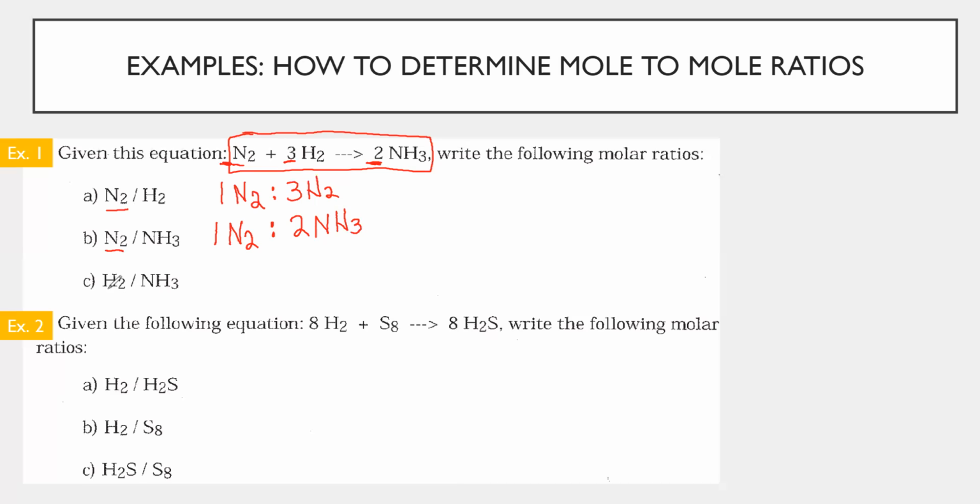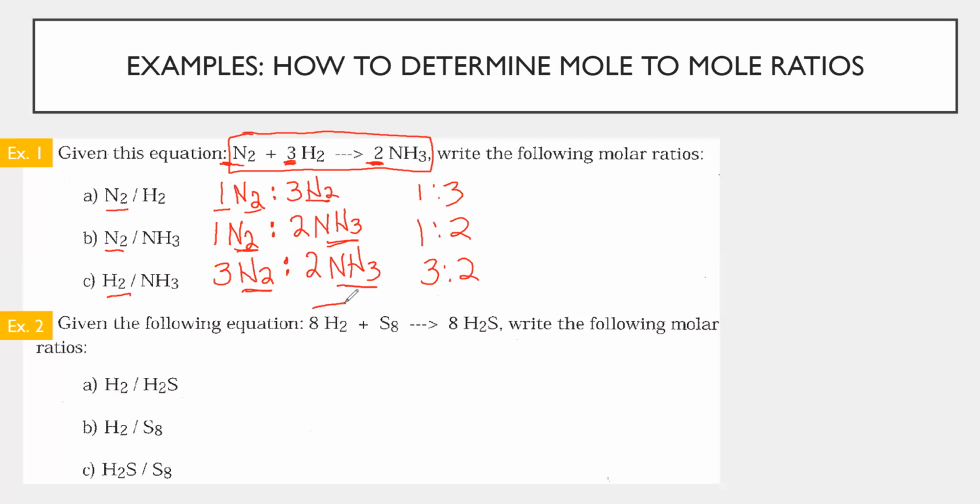And then letter C, I want to know the number of hydrogens per product. So you get 3 H2s, and for that, you still get 2 NH3s. So these are your ratios, 1 to 3, 1 to 2, and 3 to 2. Sometimes I will go ahead and write out so I don't mix up which ones I'm talking about, and that's fine if you want to do it that way.